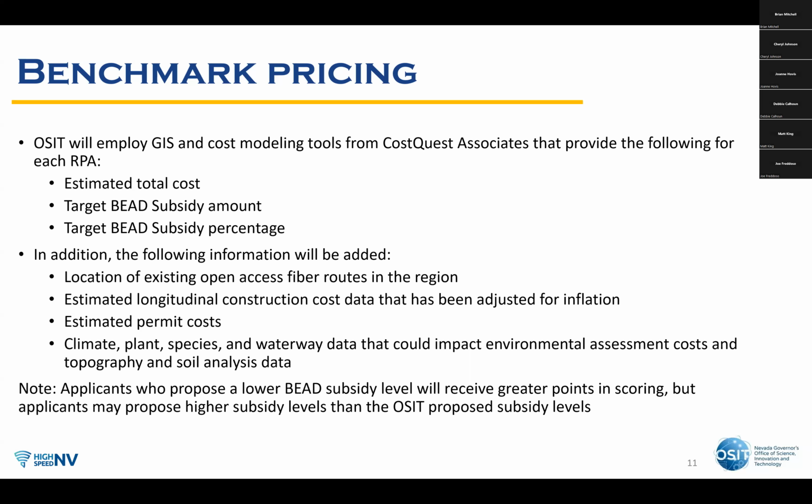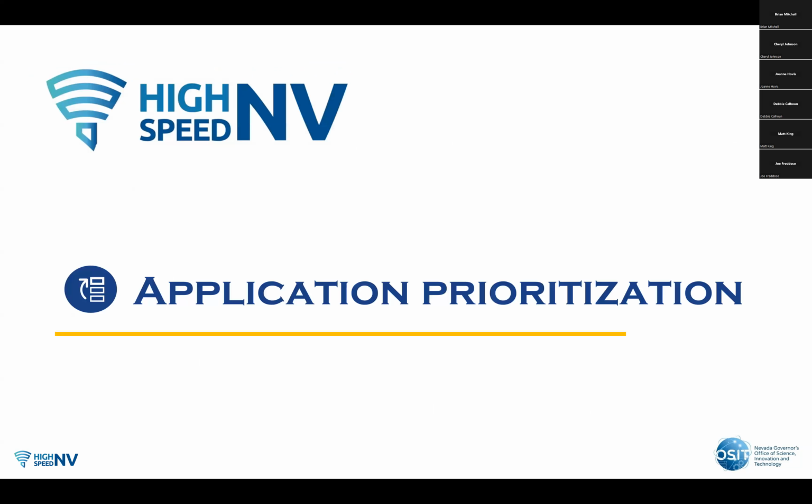Also consider it something that you can use to determine your strategy for that RPA, that you know that if you provide a cost lower than the benchmark price, you are likely to get higher points. If it is higher than the benchmark price, you are likely to get lower points, and you can build your strategy accordingly as you think about your competition. But we encourage you to provide a cost that you think is reasonable and that you know will allow you to actually deploy and operate network in that RPA. The benchmark pricing just allows you to estimate what your points may be for the cost that you propose.